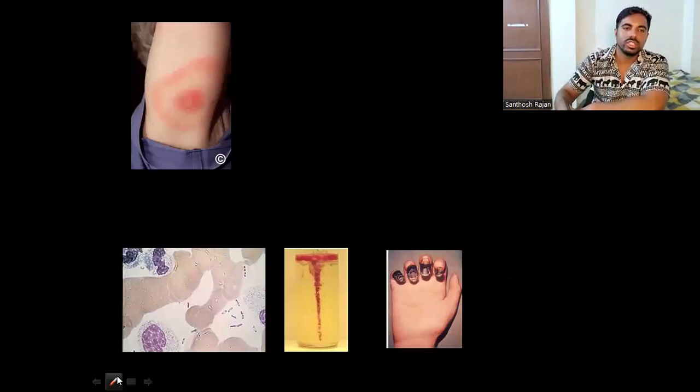Now look at this lesion. This is a very beautiful lesion. What is this called? Erythema migrans.